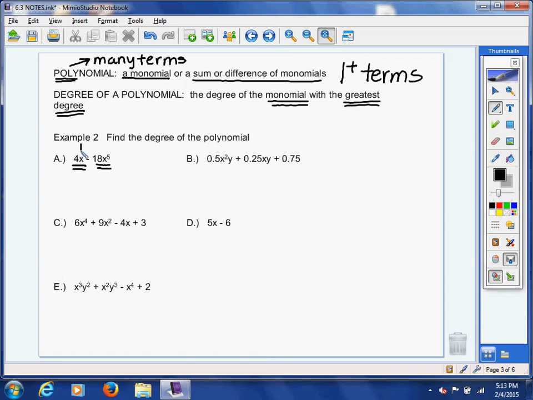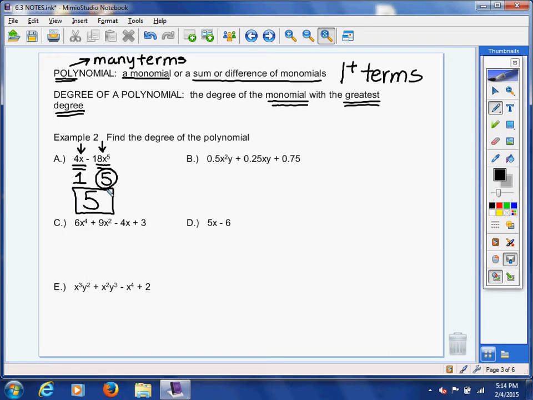Let's just focus on this first one, 4x. How do you find the degree of a monomial, just a single term? Look at the variable. What's the exponent on that x? You're right, it's a 1. Now go back and let's do the 18x to the 5th. What's the exponent on the variable? Right, it's a 5. Now which one of those numbers is bigger? You're right, 5 is. So the degree of this whole entire polynomial is 5.